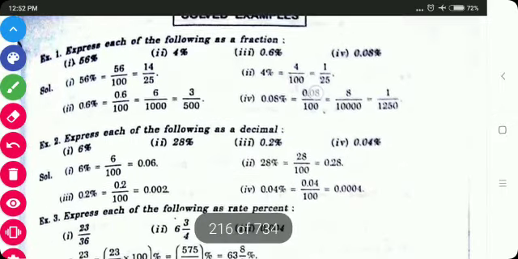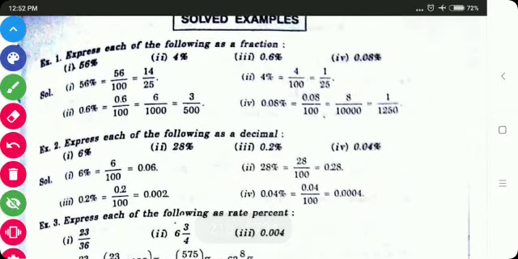So we will solve some examples. First is express each of the following as a fraction. So 56% means 56 divided by 100, that is 14 upon 25. So this is the fraction. 4% means 4 upon 100, so it is 1 upon 25.